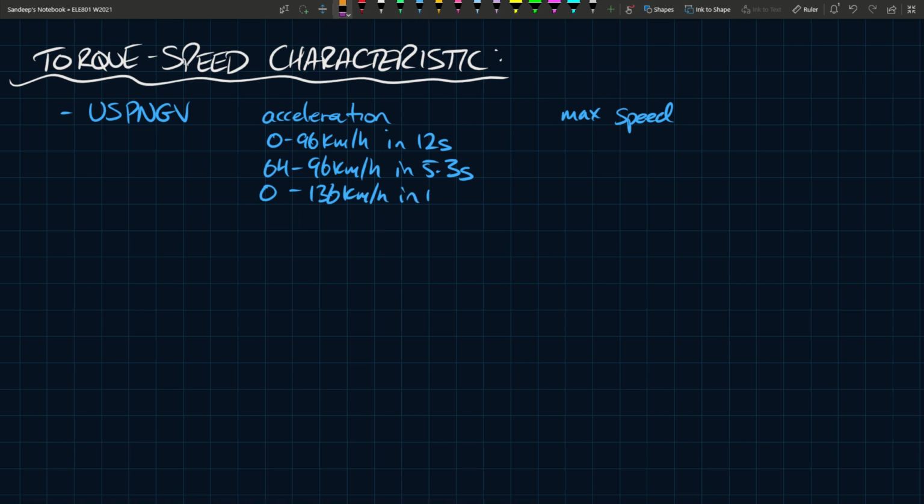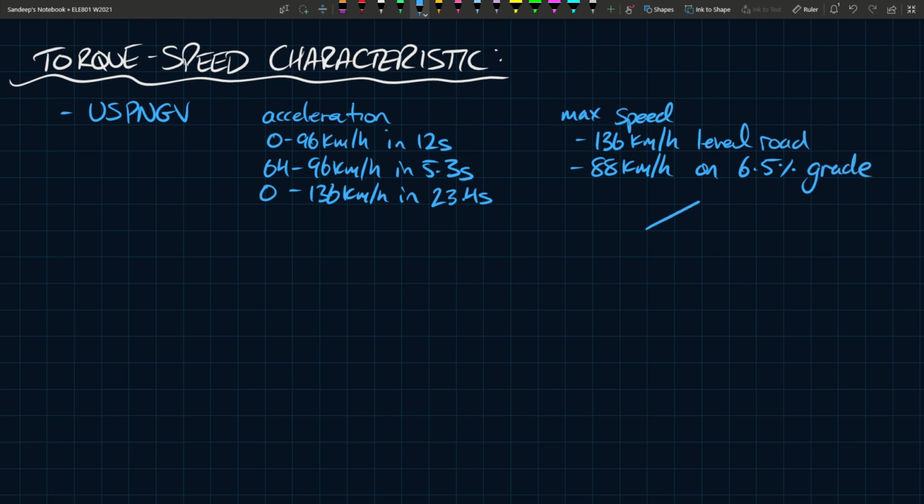23.4 seconds. Sorry about that. That was 23.4 seconds. And the max speed is that you should be able to achieve a speed of 136 kilometers an hour on level road, so that's a grade of 0. And you should be able to reach a speed of 88 kilometers an hour on a 6.5% grade. If you recall, a grade of 6.5 simply means that you go up 6.5 meters for every 100 meters that you travel.